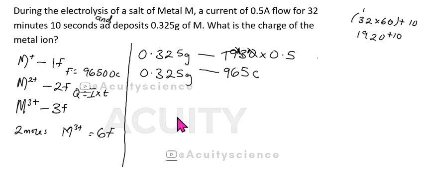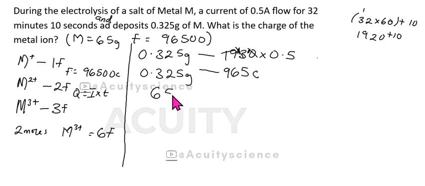0.325 grams. The molar mass of this metal was given as part of the question. Sorry, it wasn't originally written. The mass is 65 gram, and Faraday was also given as 96,500. So we continue. Since this mass was discharged by this quantity of electricity, 65 gram would have been discharged by what quantity of electricity?